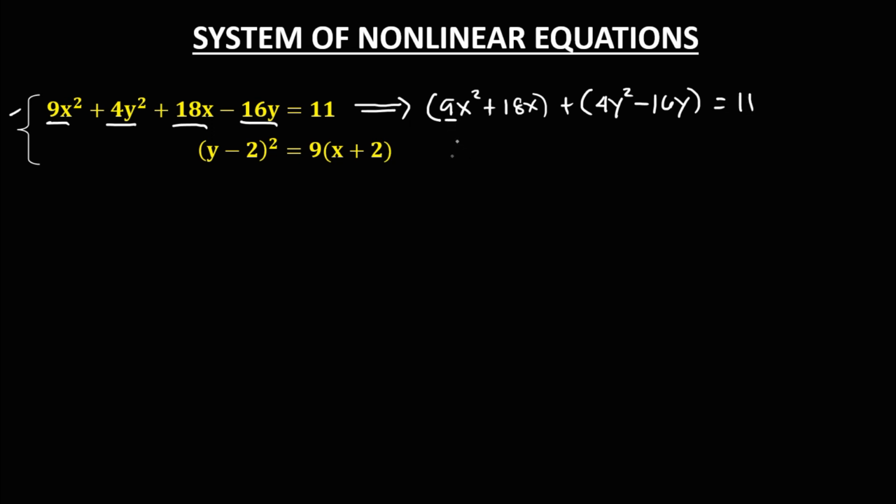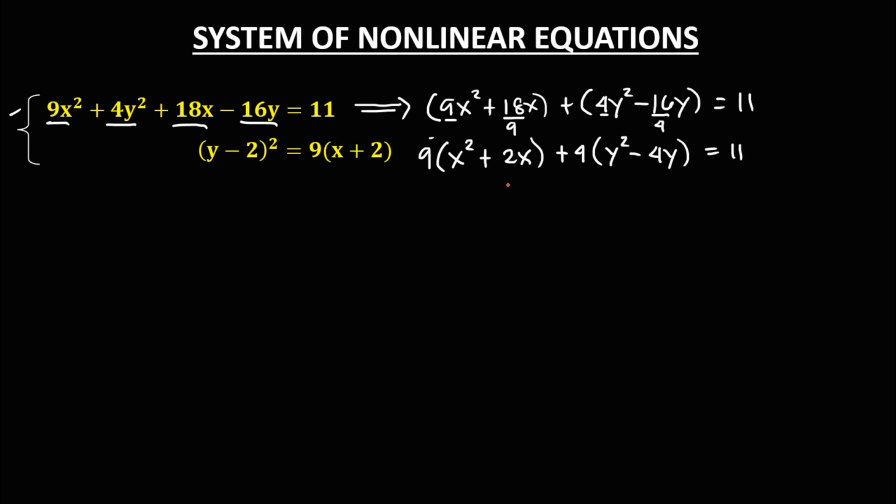Then we need to put this number outside, so we have 9 times x squared plus 18 divided by 9, so this one is 2x, plus, put this number outside, 4 times y squared minus 16 divided by 4, so that's 4y, then equals 11.